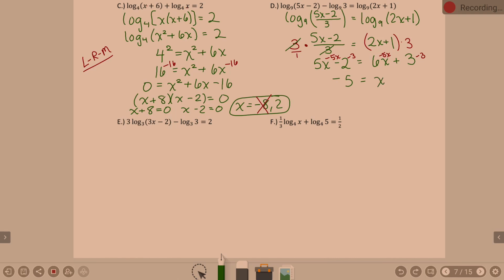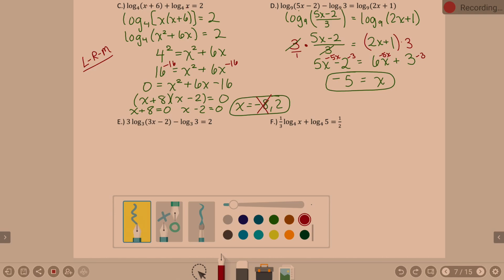X equals negative 5. Does it work? No solution? No, because 5 times negative 5 minus 2 becomes negative 25 minus 2. I have the log of a negative value when I plug it in. So negative 5 doesn't work.